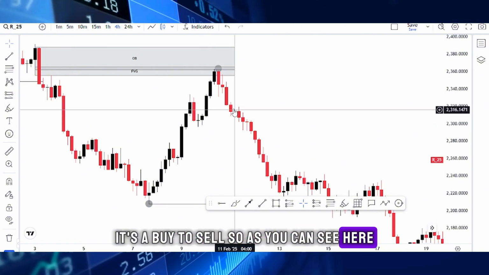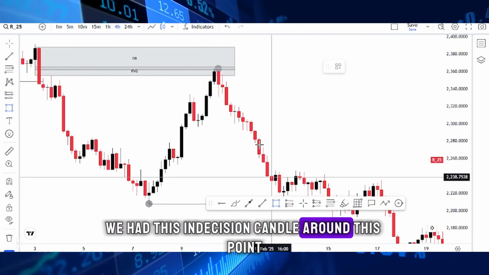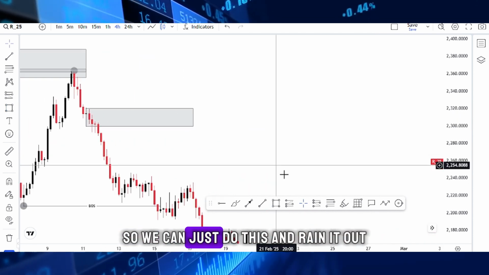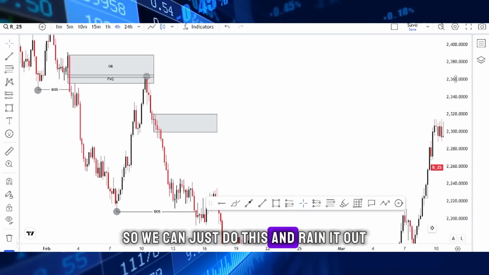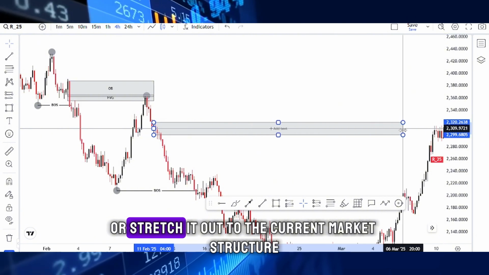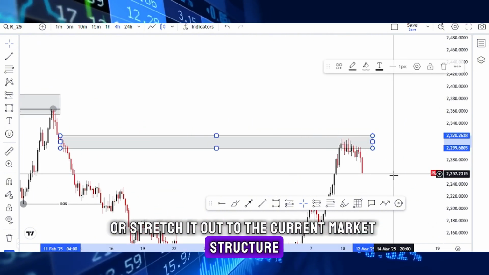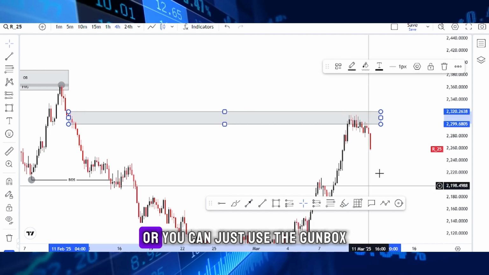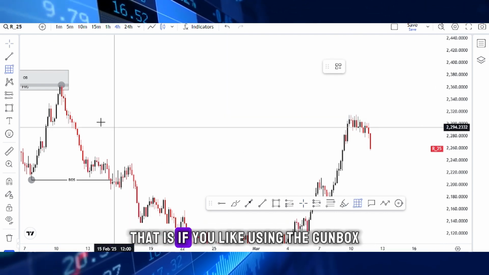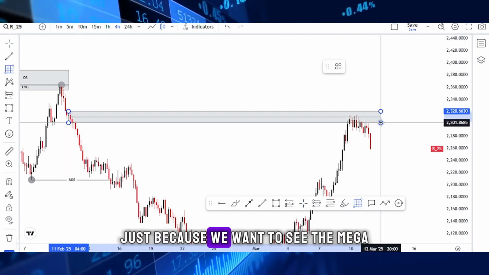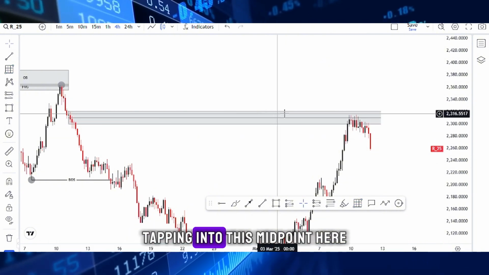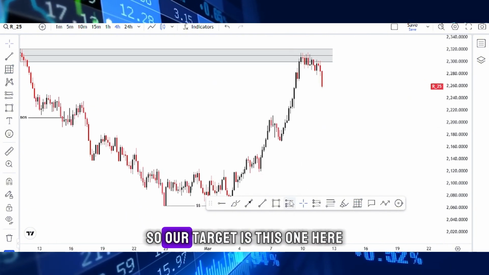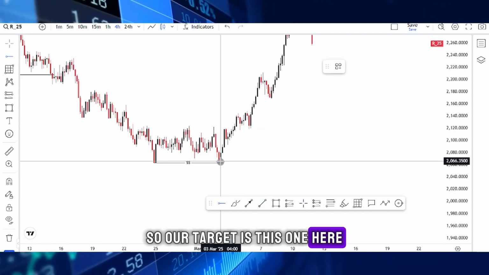As you can see here, we had this indecision candle around this point, of which this is our order block. So we can just do this and stretch it out to the current market structure, and then you can see that it was mitigated very nicely. Or you can just use the GAN box, if you like using the GAN box, because we want to see the market tapping into this midpoint here. And then the market tapped into the midpoint, so our target is this one here.